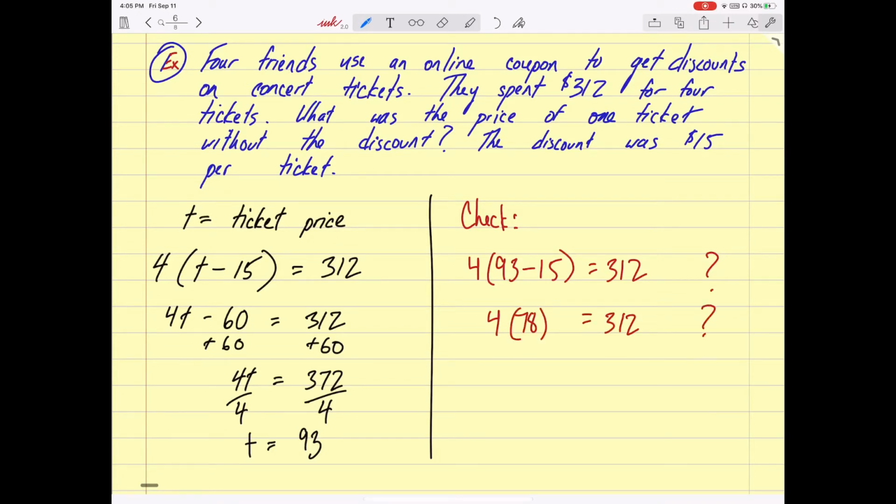70 times 4 is 280. 8 times 4 is 32. 280 plus 32 is 312. So it works.